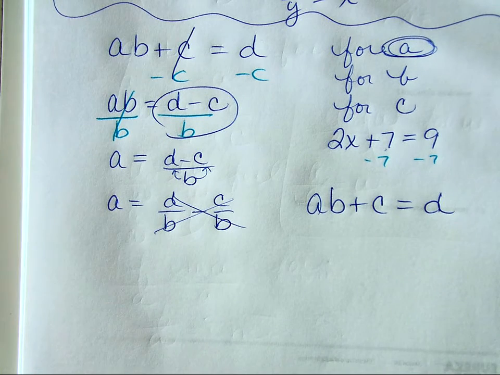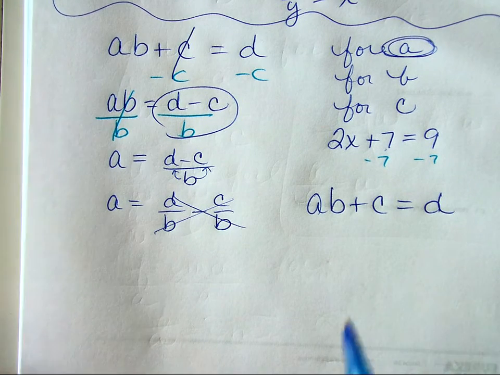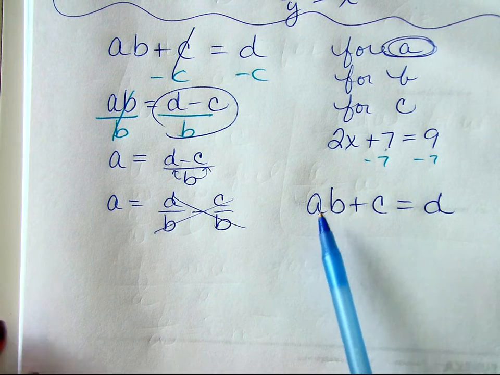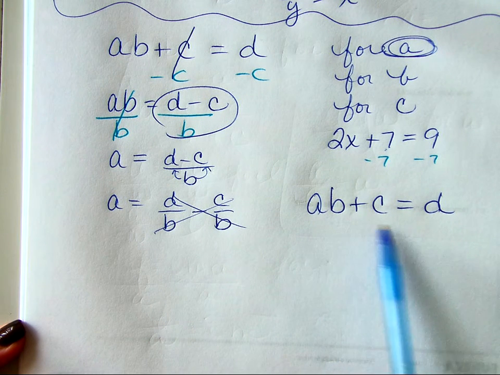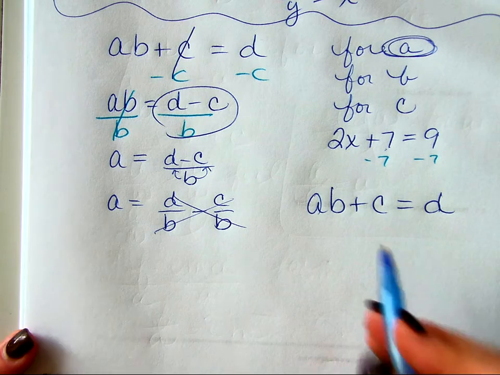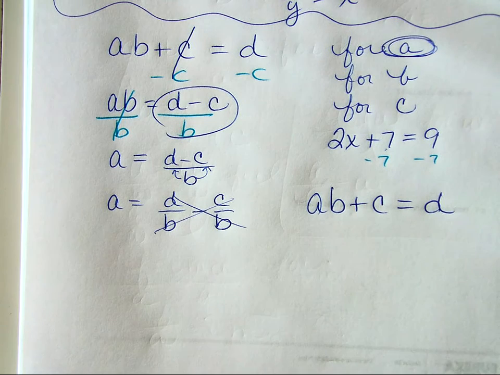Okay? And I know what you're thinking. You're thinking, well, this is all multiply, so I probably should divide by this. But here's the thing. You do the opposite of what's being done to the variable.